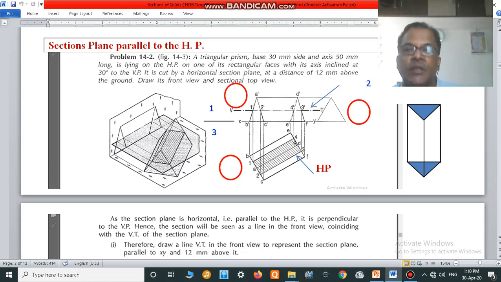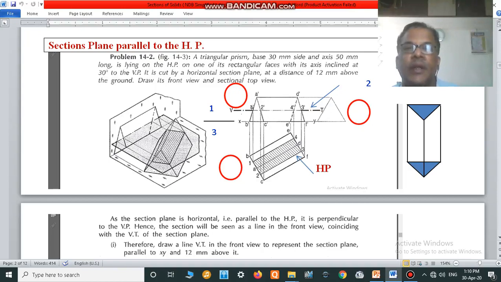So 3 points are here and 3 points are here, meaning A dash, B dash, C dash, D dash, E dash and F dash. Then once you draw this view with the rectangular face on the ground, it is cut by a horizontal section plane. When the section plane is horizontal, you can see the edge view in the VP. So in the VP you can see the edge view, and this edge view is parallel.